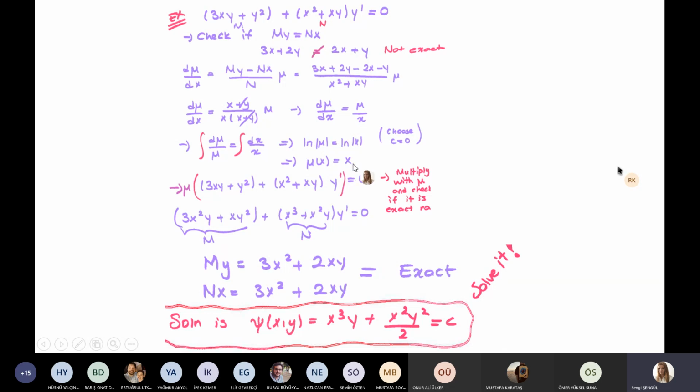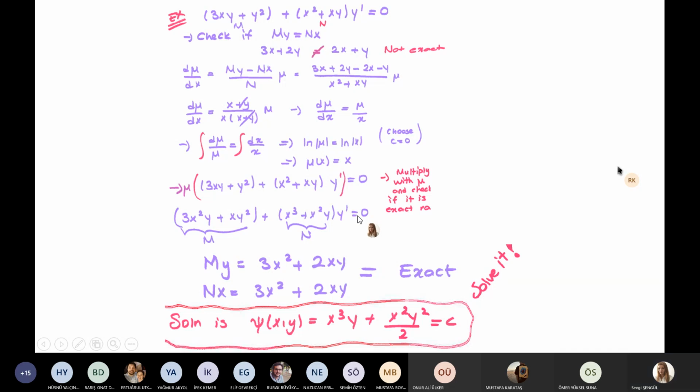What will it be? 3x squared y plus xy squared plus x cubed, plus x squared y, y prime. Now let's check that. Take the derivative of M with respect to y, which is 3x squared plus 2xy. Take the derivative of N with respect to x, which is 3x squared plus 2xy. See, it is exact. So you can solve this one. Now start from here and solve that.